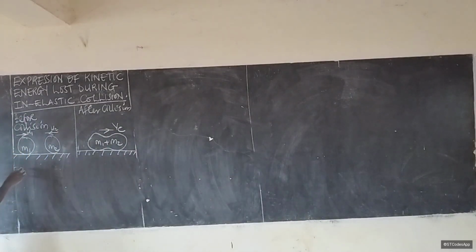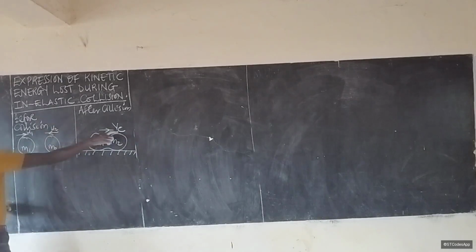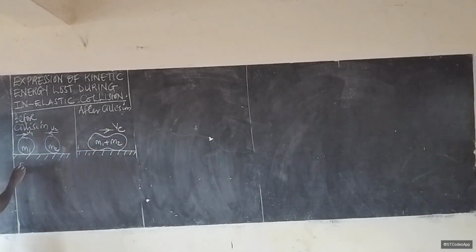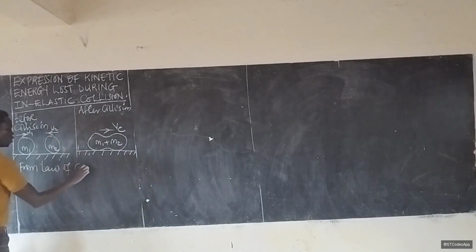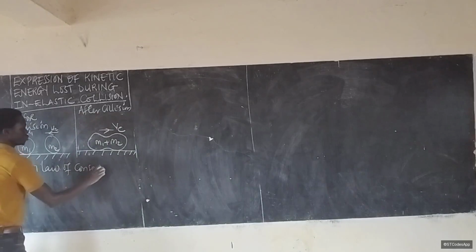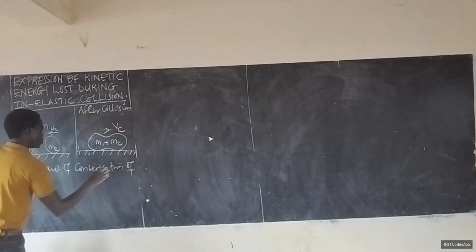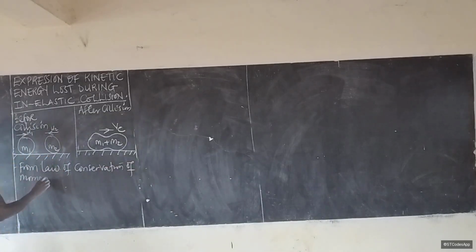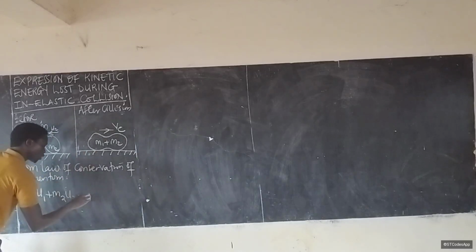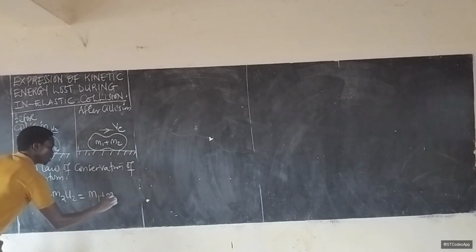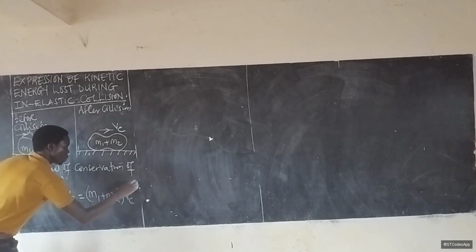So we are going to first get, from the law of conservation of momentum, the expression of this vc. We have momentum before collision. We have that m1 u1 plus m2 u2 is equal to momentum after collision. The momentum after collision here becomes m1 plus m2 times vc.